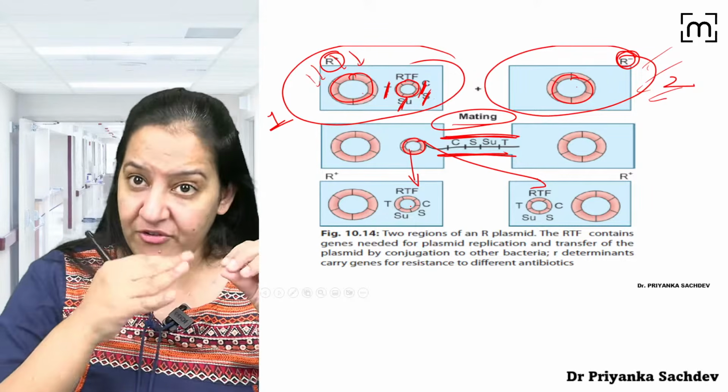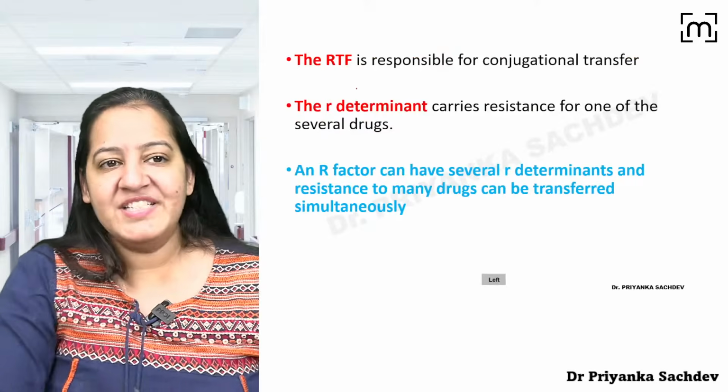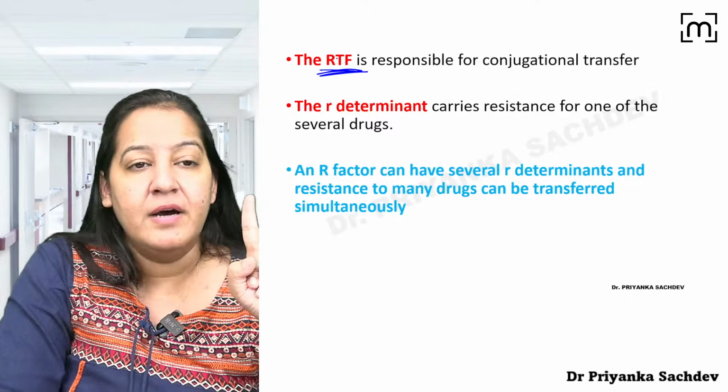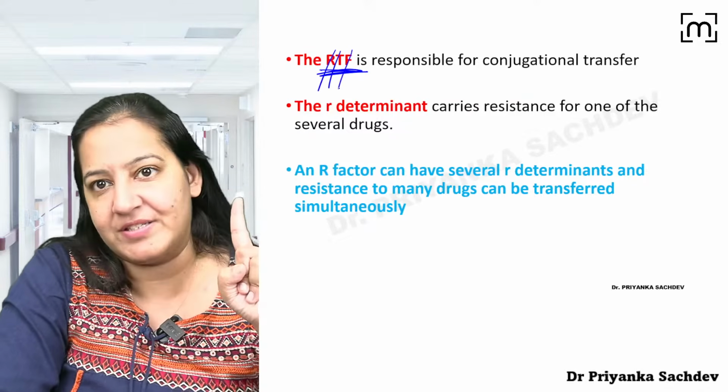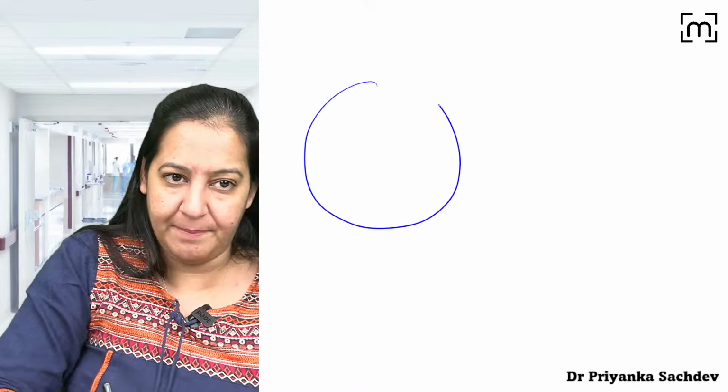But for transferring and replicating this, one more gene is required. That gene is known as RTF. What do you mean by RTF? It is resistance transfer factor. How can I explain you? Okay, let me draw another bacteria.